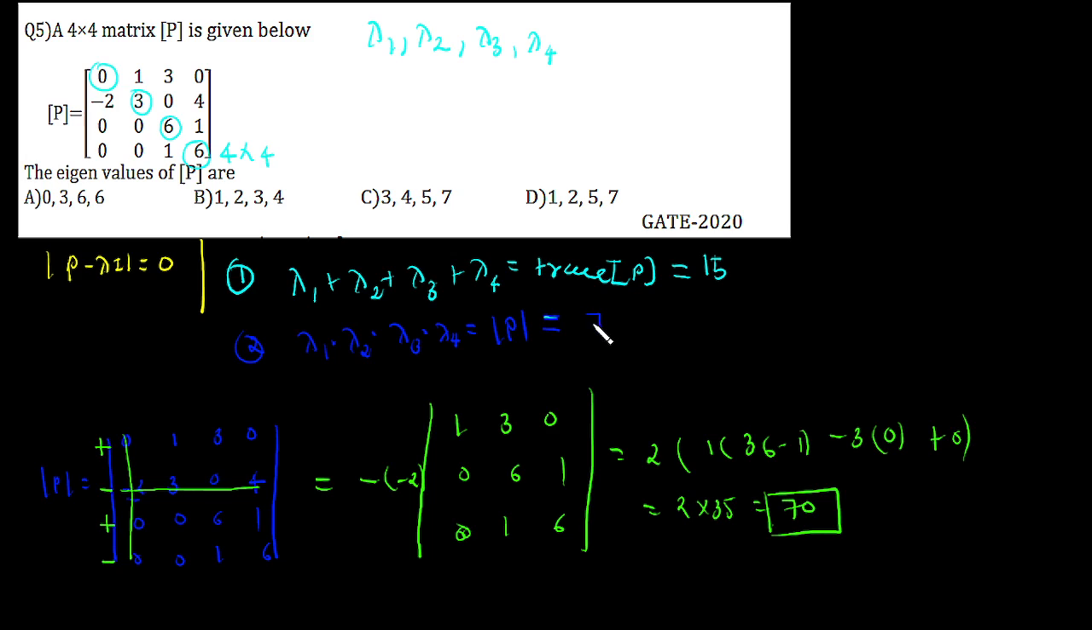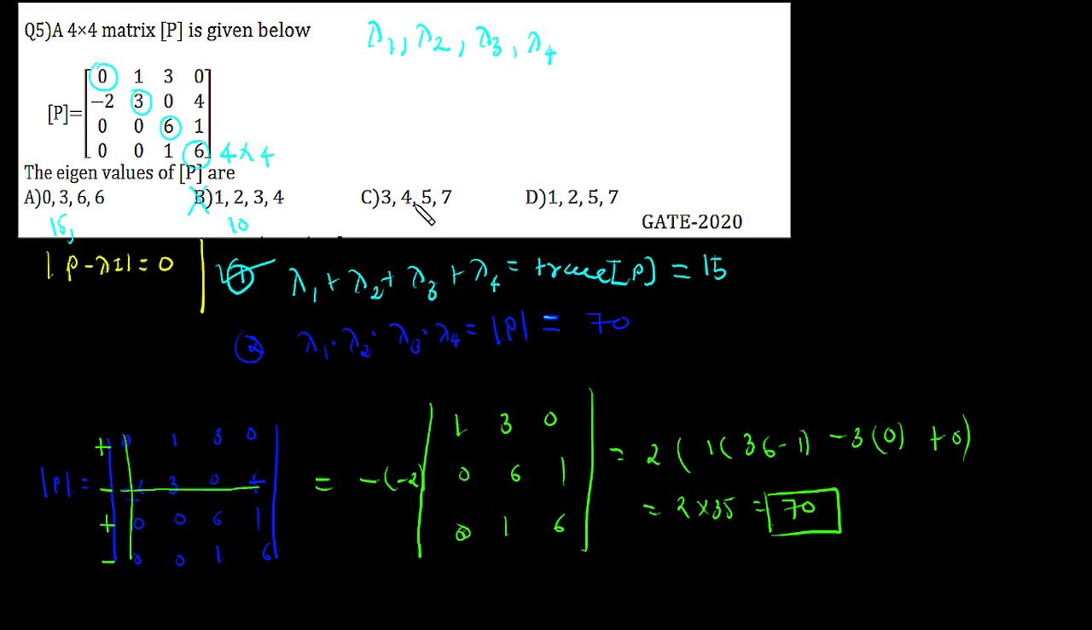So now let's equate this multiplication of those four numbers to 70. So now let's use this first property. The sum of those four numbers must be 15. So now let's sum the four numbers which are given in option A. Here the sum is 15. So yes, option A may be the correct set of eigenvalues. Here option B gives the sum as 10. So option B is not the correct set of eigenvalues, because it is not satisfying this first condition.